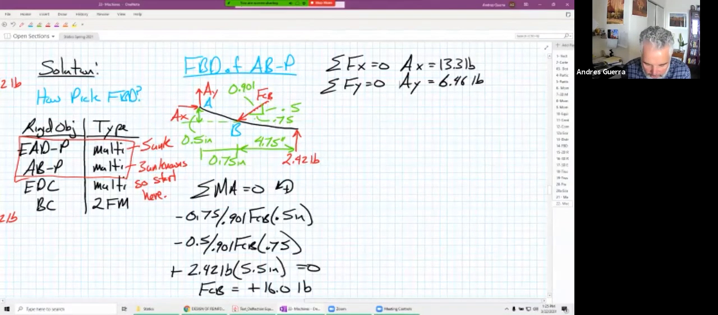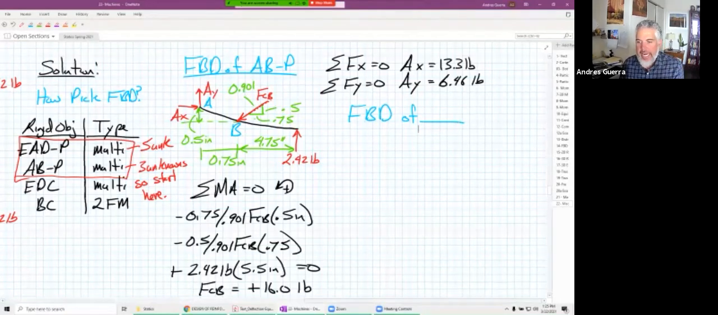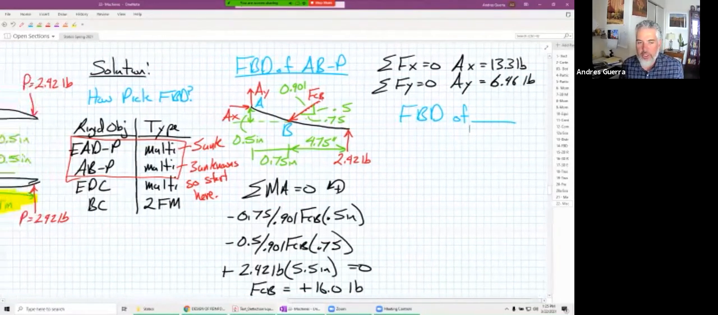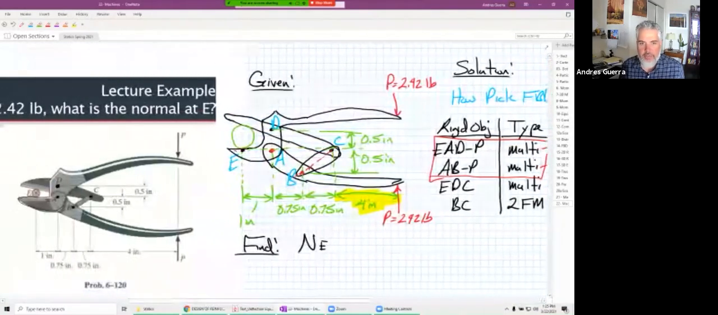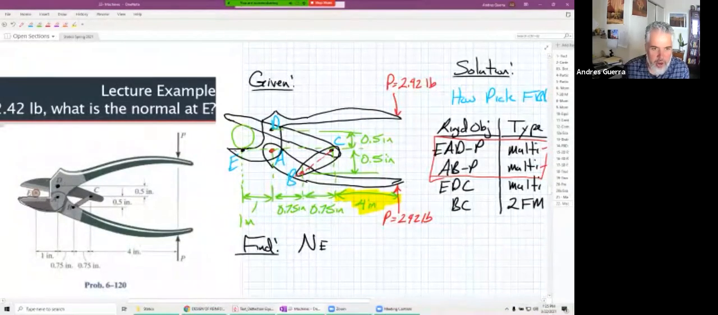Okay, so now what do we do next? FBD of what? Because we still haven't found NE, which is what we are looking for. So let me scroll back over here. You can see the original stuff that's going on. We now know AX and AY. So we have 2 choices that touch E.